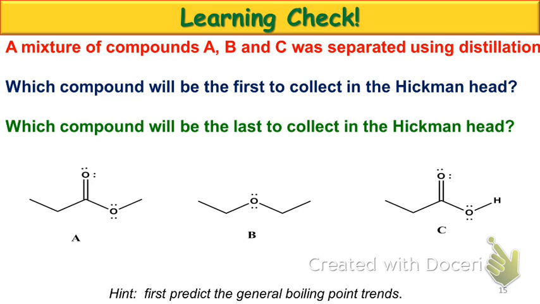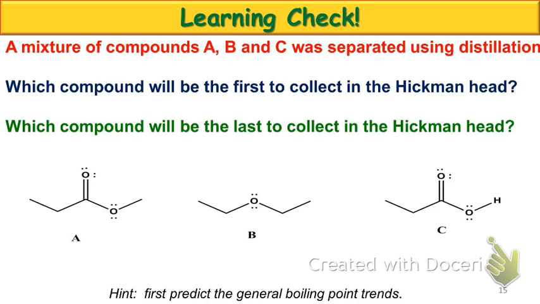So if we were looking at some compounds and we wanted to figure out which one would be the first or second to collect in the Hickman head, what does the Hickman head separate based on? Boiling point. How do we determine boiling points? Intermolecular forces. So what we can go through and do to answer this question is specify the intermolecular forces on each of those compounds. You can go ahead and pass out the group activity.